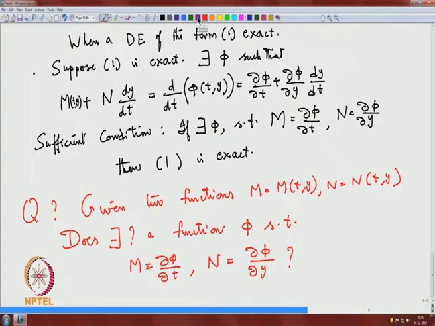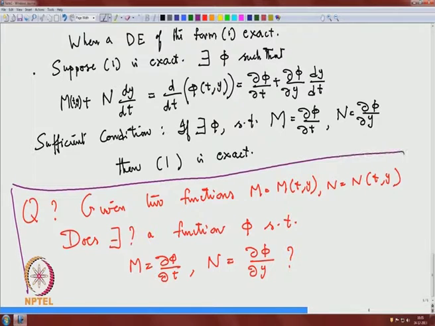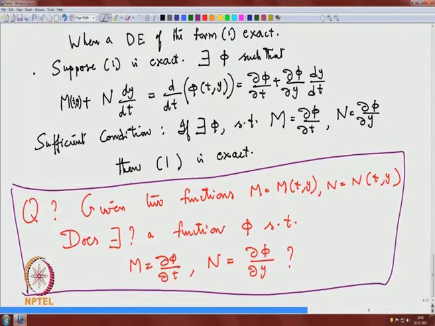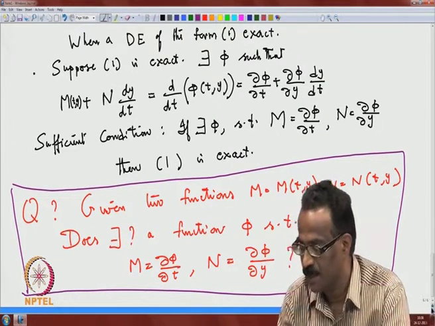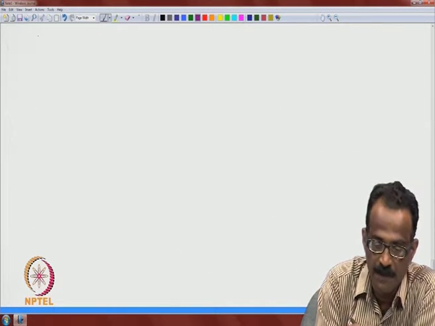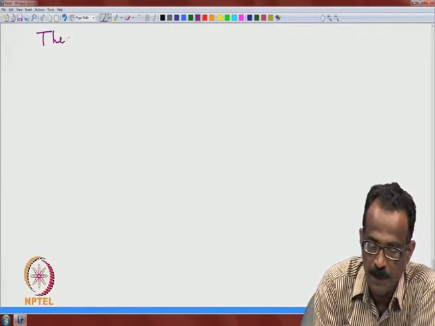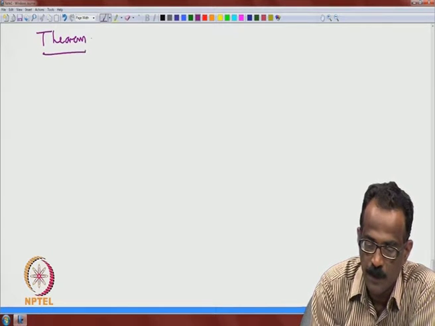So, the question of exactness of a differential equation can be answered if you can find that one. That is the question we want to answer. So, let me put it in the form of a theorem, a simple theorem. It is not a difficult theorem. I want to write a short theorem.